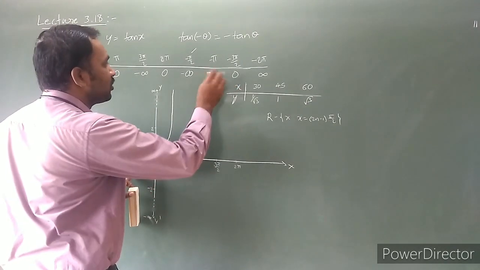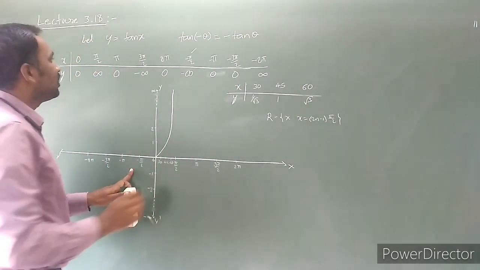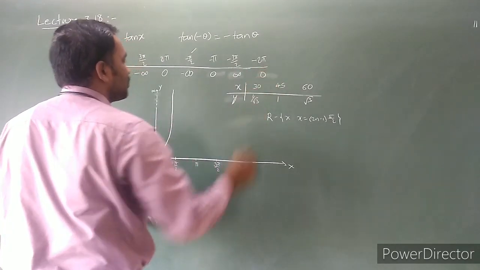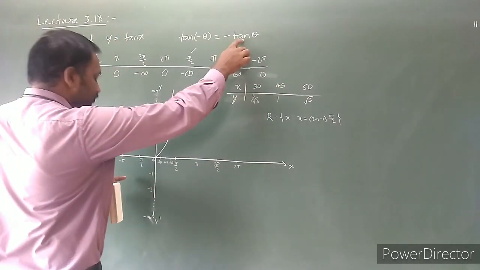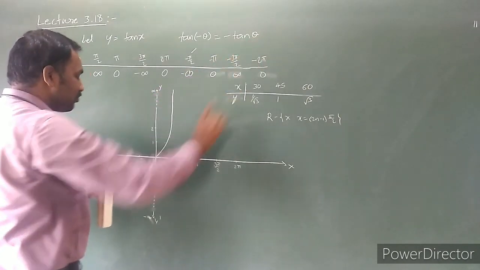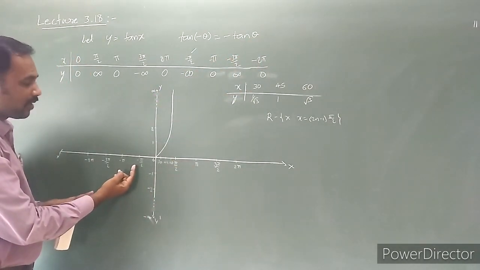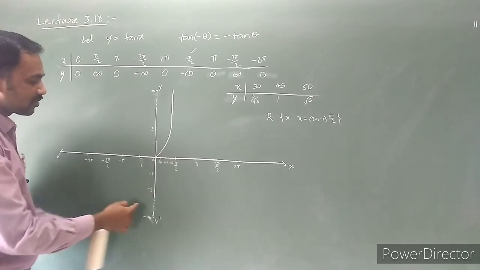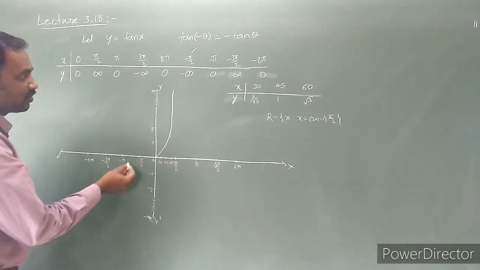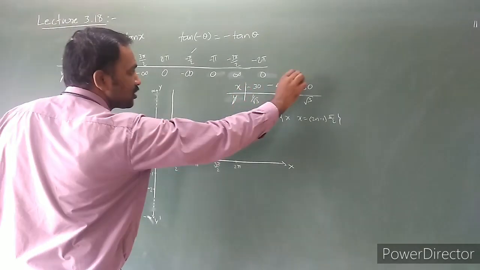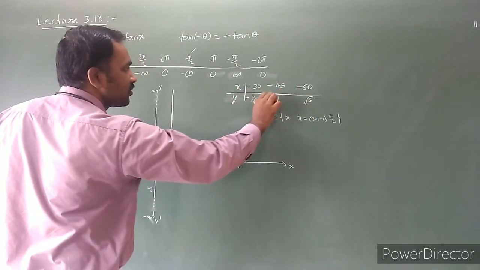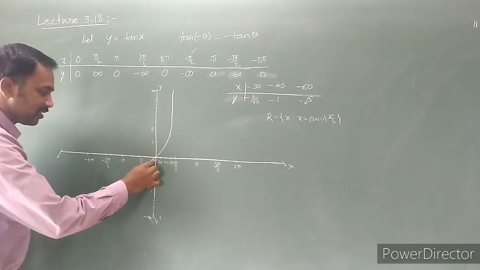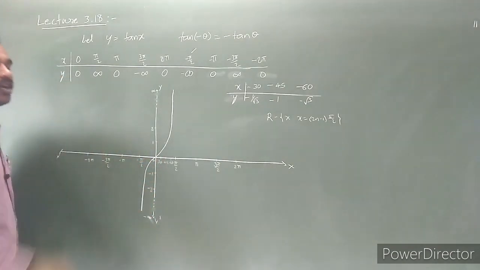At pi, it is 0, then negative infinity, at 3 pi by 2 it is infinity, and then it is 0. Here, tan of minus pi by 2 is minus tan of pi by 2. Tan pi by 2 is infinity, so it becomes negative infinity. So obviously you can take minus 30 degree, minus 45 degree, minus 60 degree. Here also the negative values will come. In that manner, I just draw the graph.